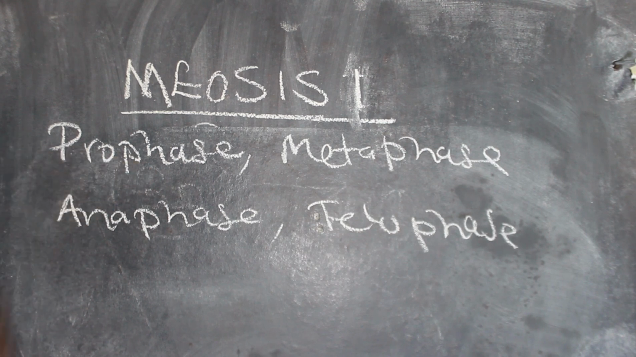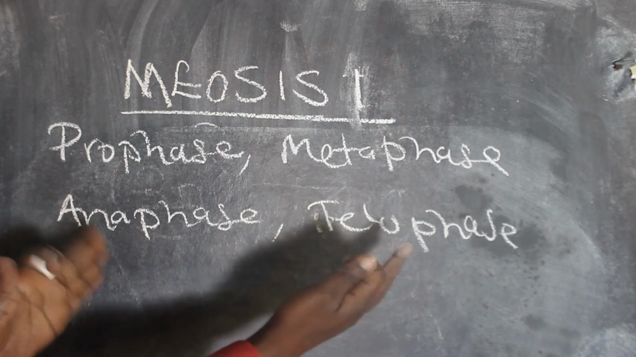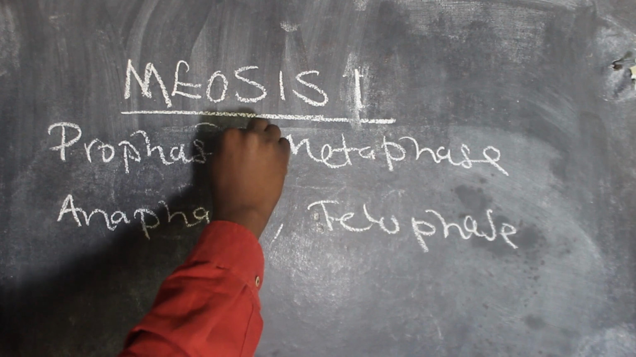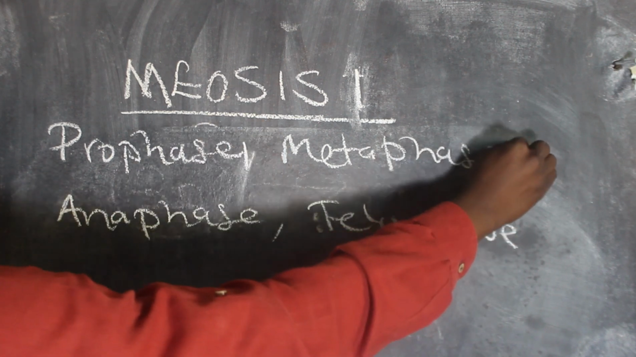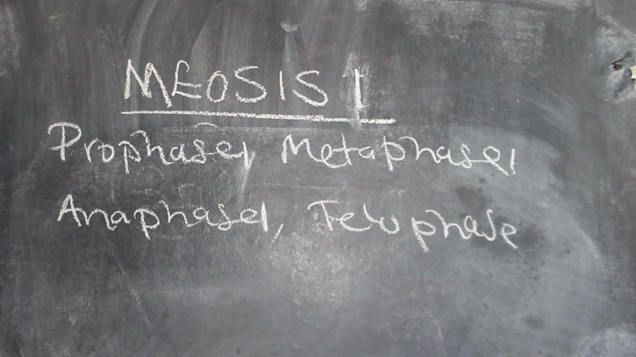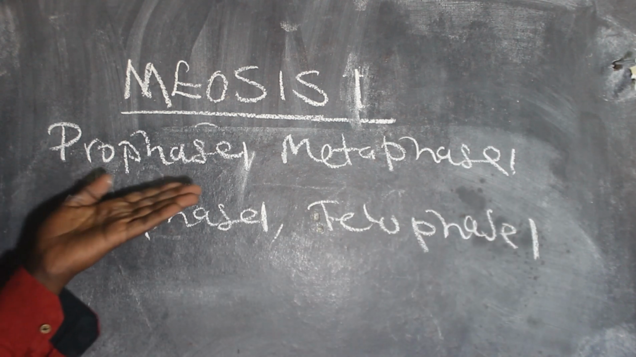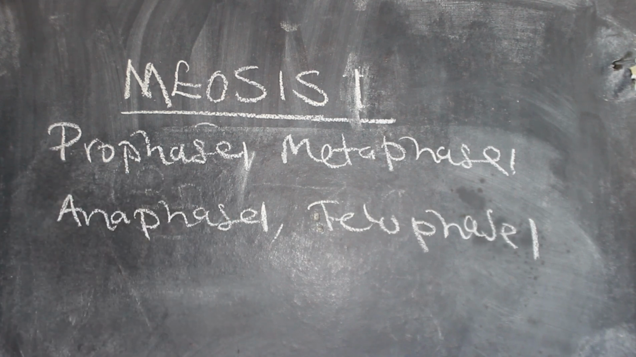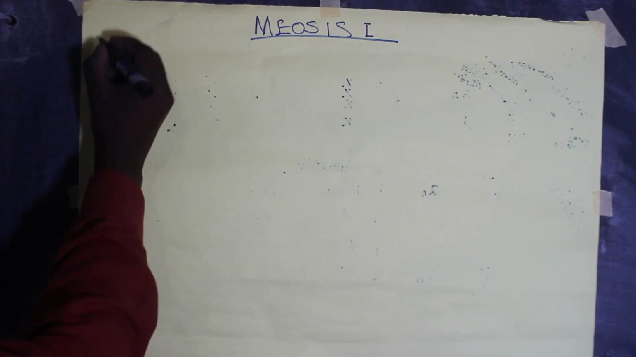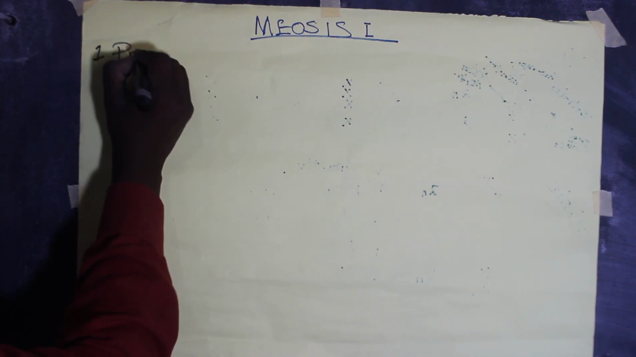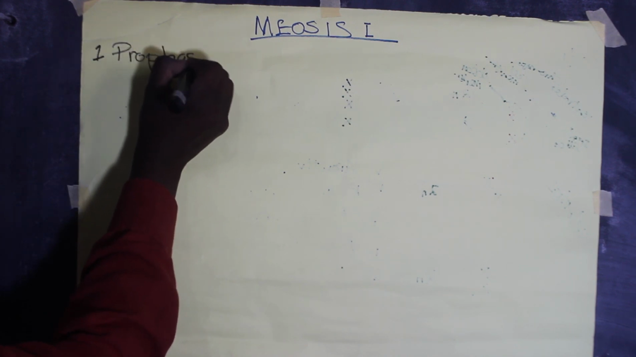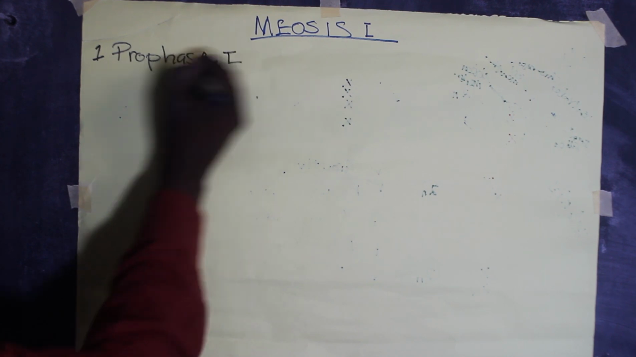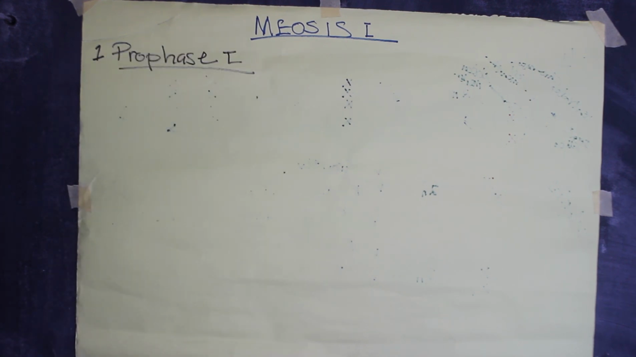In meiosis 1, all of these stages are going to be prophase 1, metaphase 1, anaphase 1 and telophase 1. So if you see prophase 1, just know that we're talking about meiosis 1. In meiosis 1, our first stage is going to be prophase 1, and that's the one I'm going to be explaining.